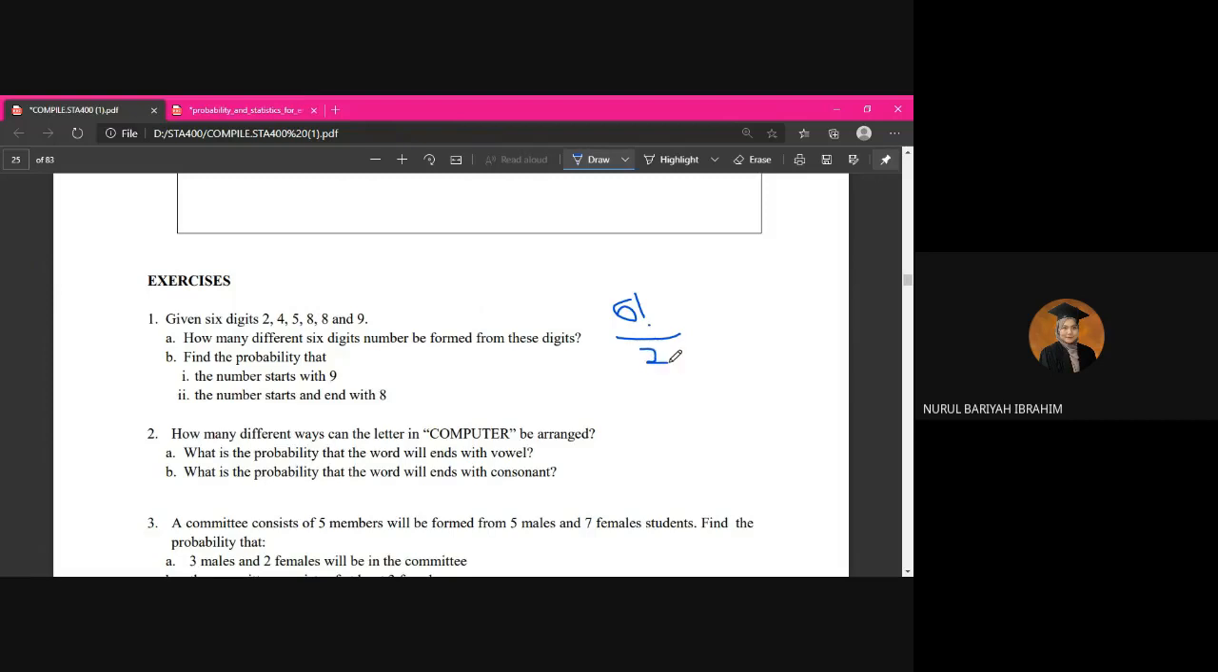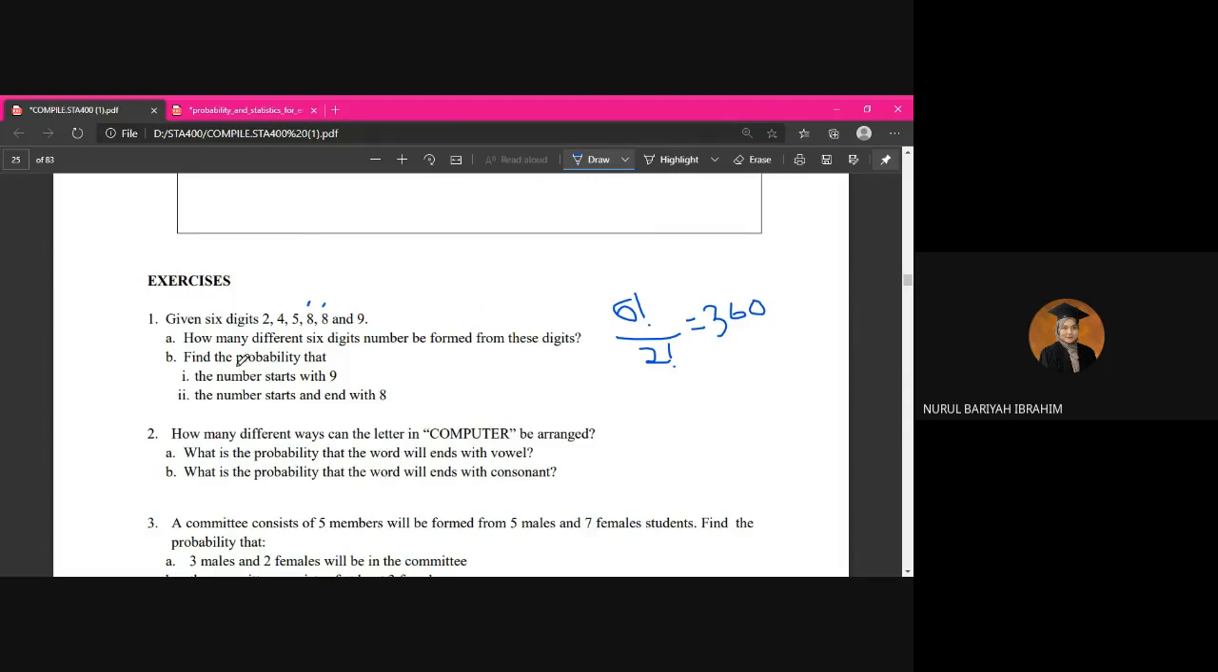Nak tengok how many 6-digit numbers can be formed. Okay, kenapa dua ni? Dua ni untuk number 8 yang sama. So the answer will be 6 factorial divide 2 factorial. The answer will be 360.